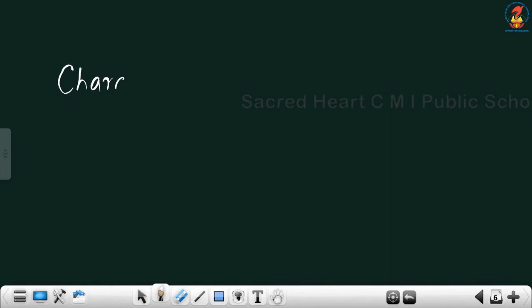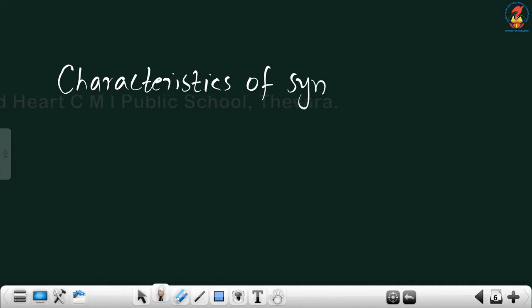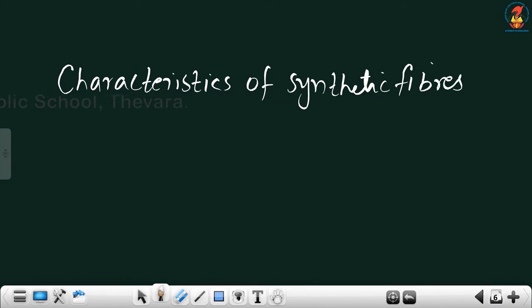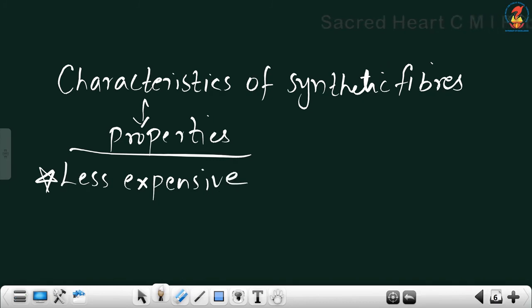Now we have to see the characteristics or properties. All the characteristics we have seen separately for the different types, now we will summarize it generally. Characteristics of synthetic fibers, or it may come as properties also. The same points: fabrics made of synthetic fibers are less expensive. Less expensive can be written in other ways, so don't write it as different points. You can write it as cheap or affordable.